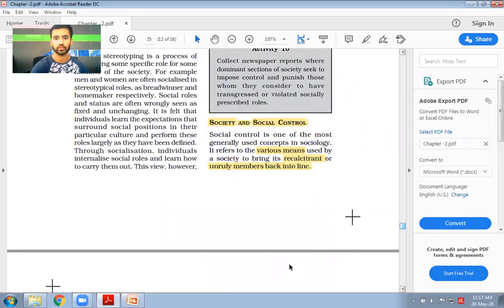So social control, right? Social control means, obviously, yesterday I told you, recalcitrant. Recalcitrant means people who are deviant, who are having deviant behavior, right? That's what recalcitrant or unruly members are. And social control tries to bring them back into line. I'm sure you are understanding.